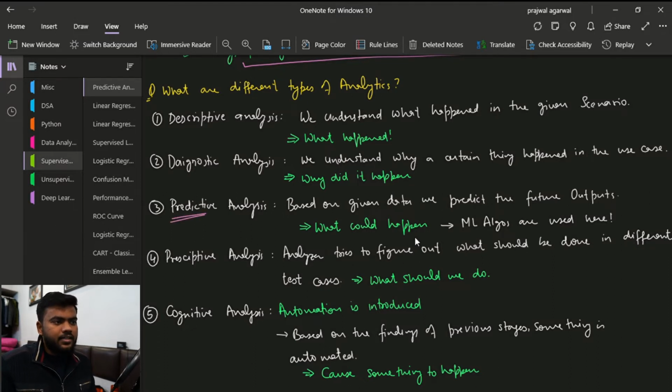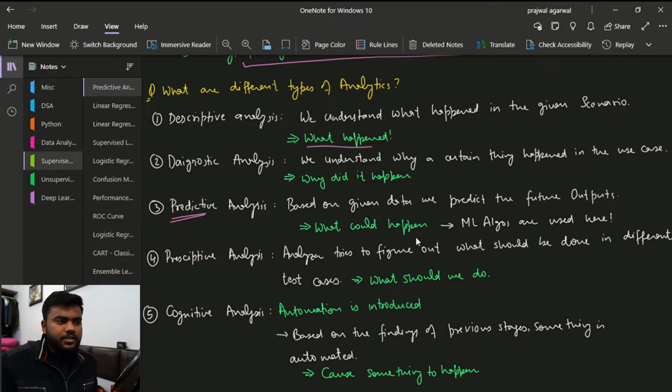First type of analysis is descriptive analysis. As the name suggests, it is descriptive. It describes what has already happened. Okay, it is describing what has happened in the scenario. Diagnostic analysis, on the other hand, you can relate it to when you're troubleshooting some of the problems of your PC, then a diagnostic report is generated, right? So basically it is telling you why a particular thing happened.